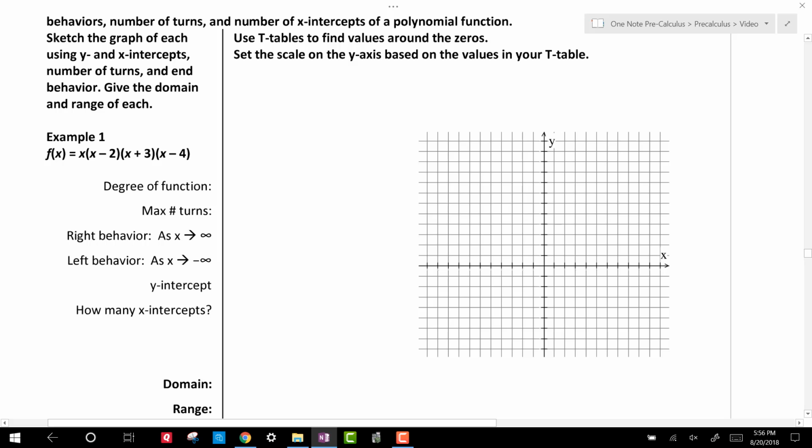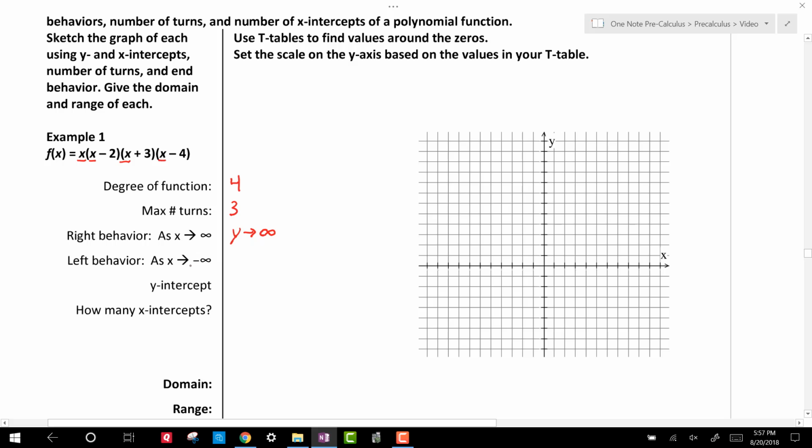To find the degree, because it's already in factored form, you'd have to ask yourself, if I were to multiply all these factors together, what degree would that be? Think about it as x times x is x squared, times x would be x cubed, and x cubed times x would be x to the fourth. So that means it's a degree 4 function. If it's degree 4, it can only turn up to 3 times. The right-hand behavior, as x goes to positive infinity, I have a positive lead coefficient here, so y would also go to positive infinity.